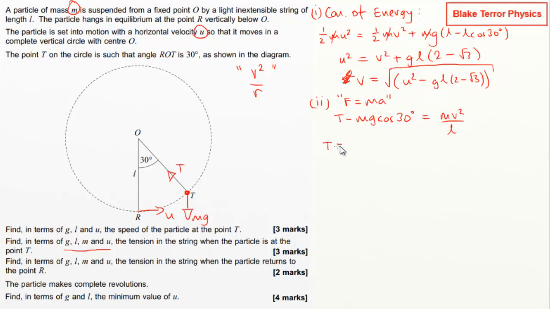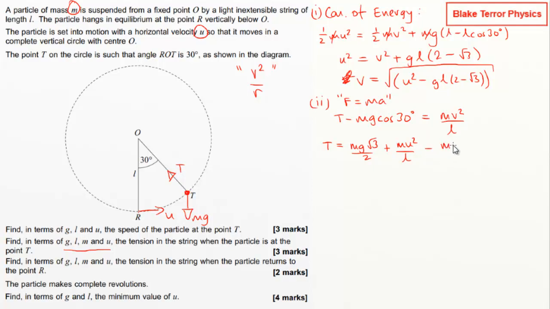We've got T is going to be equal to mg root 3 over 2 plus mv squared over L. So that's going to be mu squared over L. I'm splitting this into two terms because we're going to have some mg's kicking around.